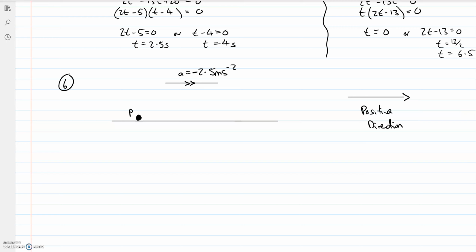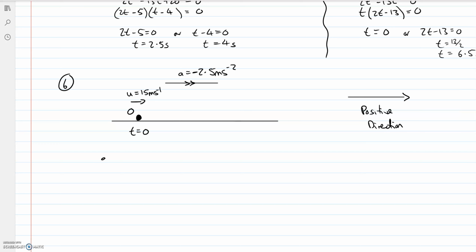At time t equals 0, it passes through the origin O. I'll just call this O actually. So this is time t equals 0. Moving in the positive direction of x, so left to right, and its initial speed u is 15 meters per second. Find the time between when P first passes through O and when it returns to it.